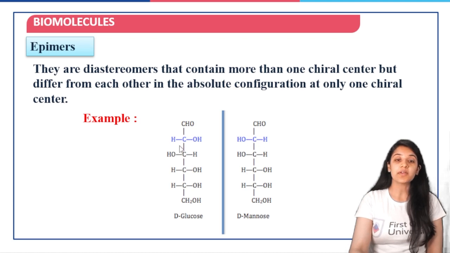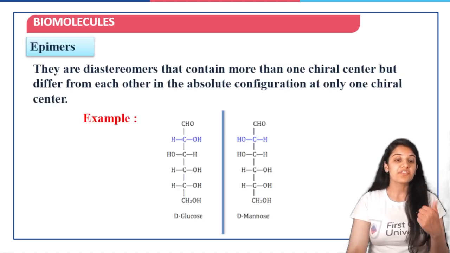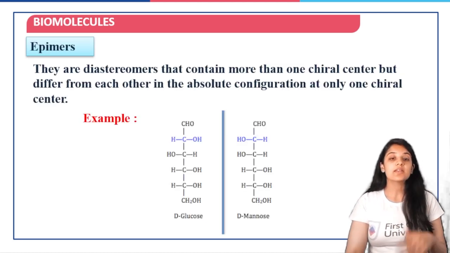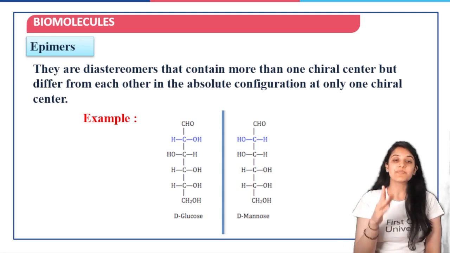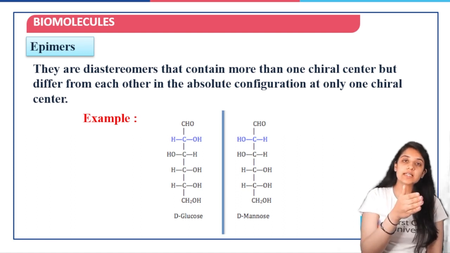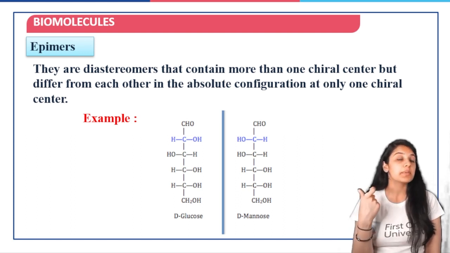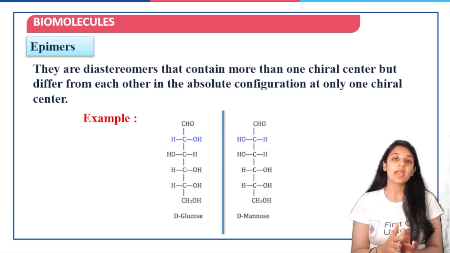That's the first condition: they have more than one chiral center. The second condition is that they differ in configuration at just one chiral center. Then these two are called epimers. The first one is D-glucose and the second structure is known as D-mannose. Both of them are not glucose. The moment the OH group is shifted to the left-hand side on the first chiral center, it is no more glucose; it is called mannose. But D-glucose and D-mannose are examples of epimers.